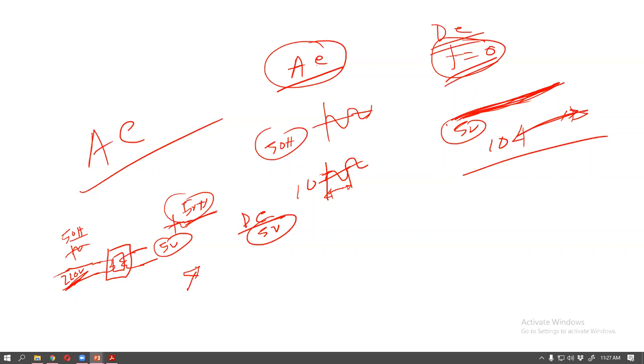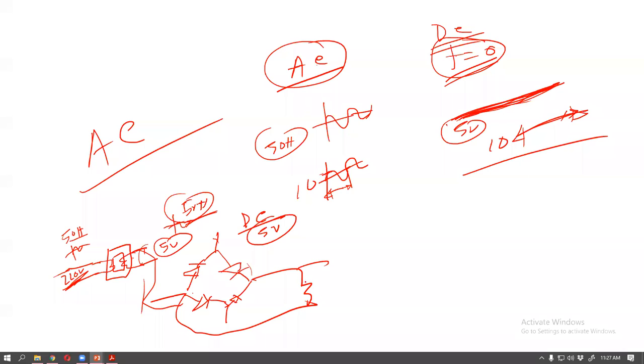To convert this 5-volt AC to DC, we need a rectifier circuit. You know the bridge rectifier, with 4 diodes. So this transformer connects to the bridge rectifier, and at that time it converts AC to DC. This 5-volt AC is converted to 5-volt DC. But this is not pure DC, this is pulsating DC.